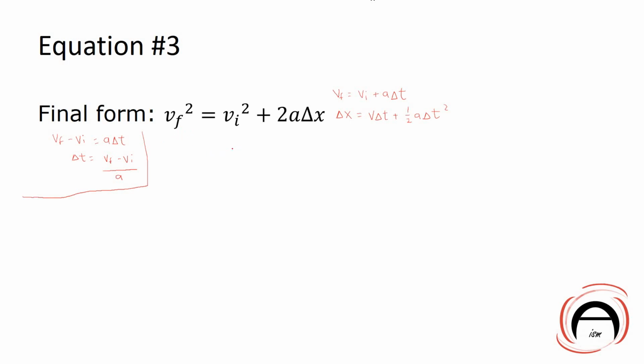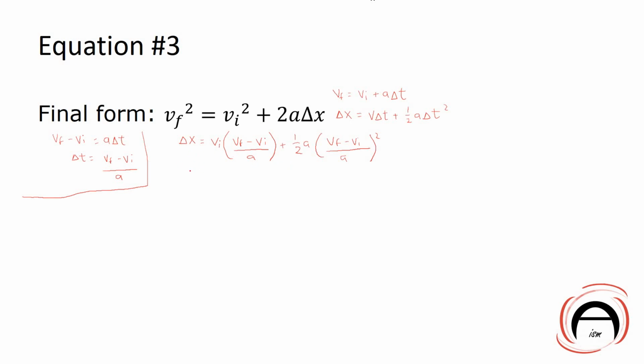So what I'm going to do now is plug this value for delta t into my second kinematic equation. So you have your delta x is equal to V times Vf minus Vi over A, or sorry, it's actually going to be your Vi plus 1/2 times your A term times Vf minus V initial over A. So this time it's going to be squared.